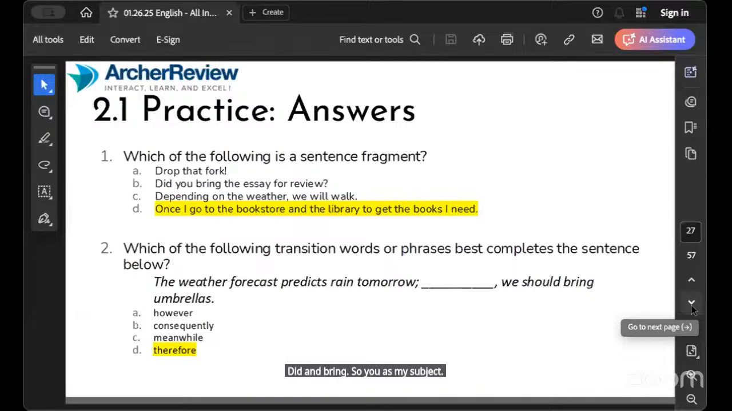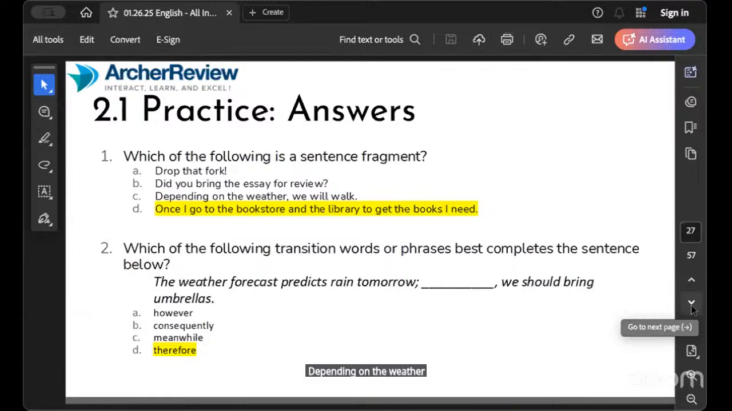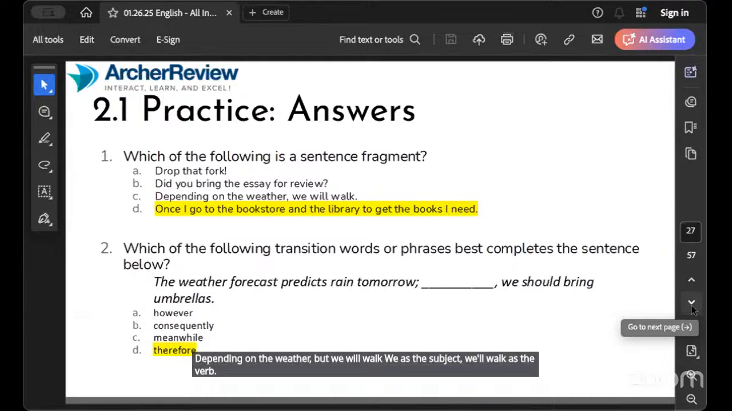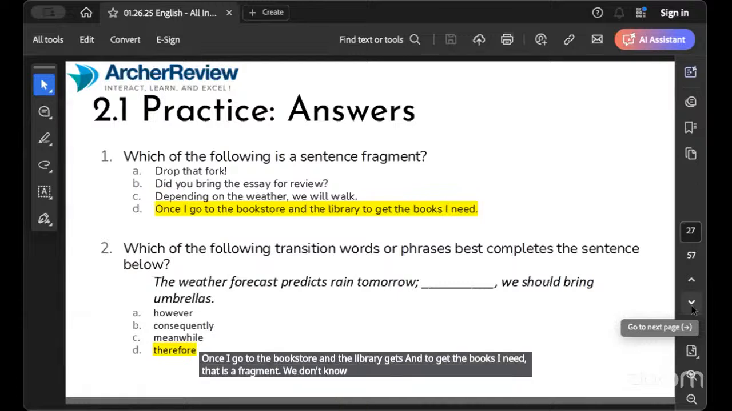Depending on the weather, we will walk. This is actually a complex sentence. It's got a dependent clause at the start. And nope, not a dependent clause. I'm sorry. It's got an introductory phrase, so it's not a complex sentence. It's just a simple sentence with an introductory phrase. We is the subject, will walk is the verb. Once I go to the bookstore and the library to get the books I need, that is a fragment. We don't know what's going on after that.